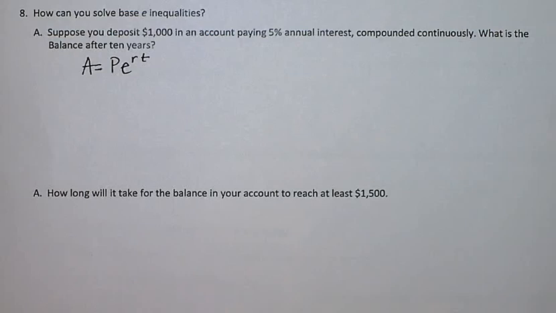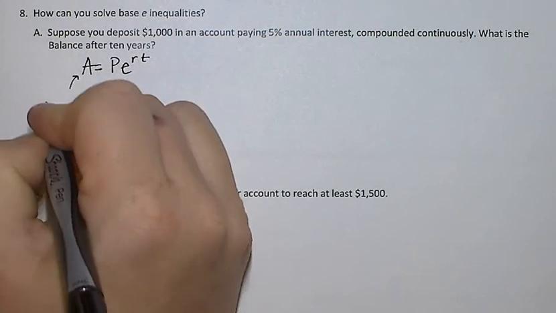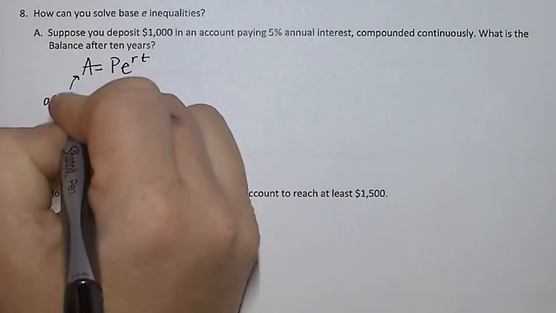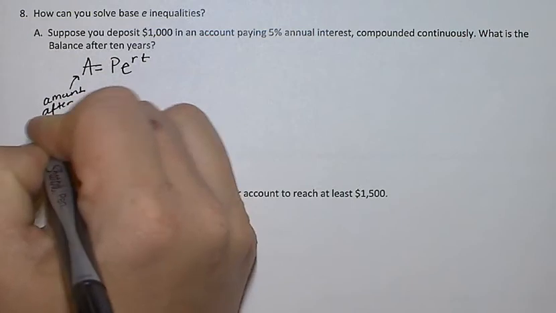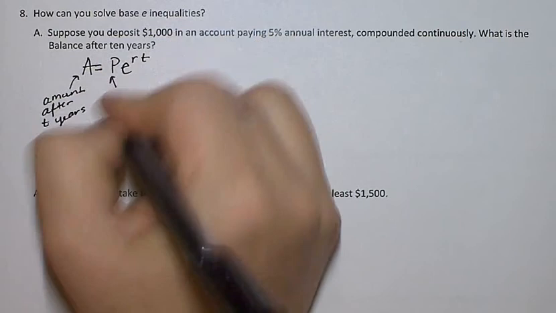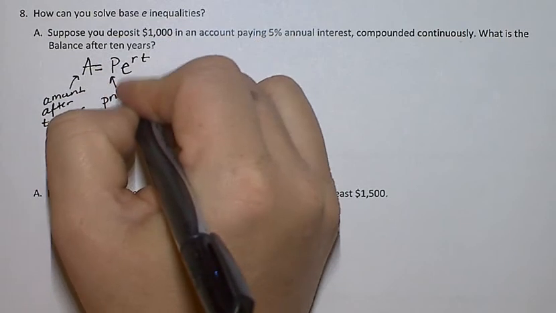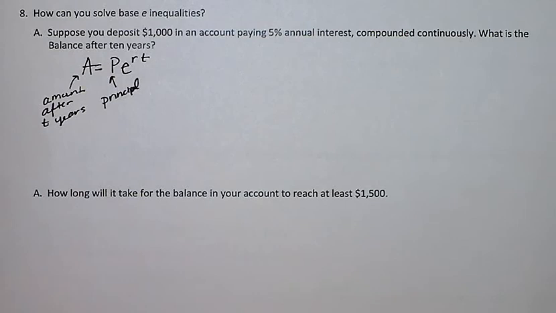So number 8 from class notes on base e and natural logarithms. In this basic equation, you're going to want to write this down. A represents the amount after t years. P represents your principal amount. That means how much did you initially invest?